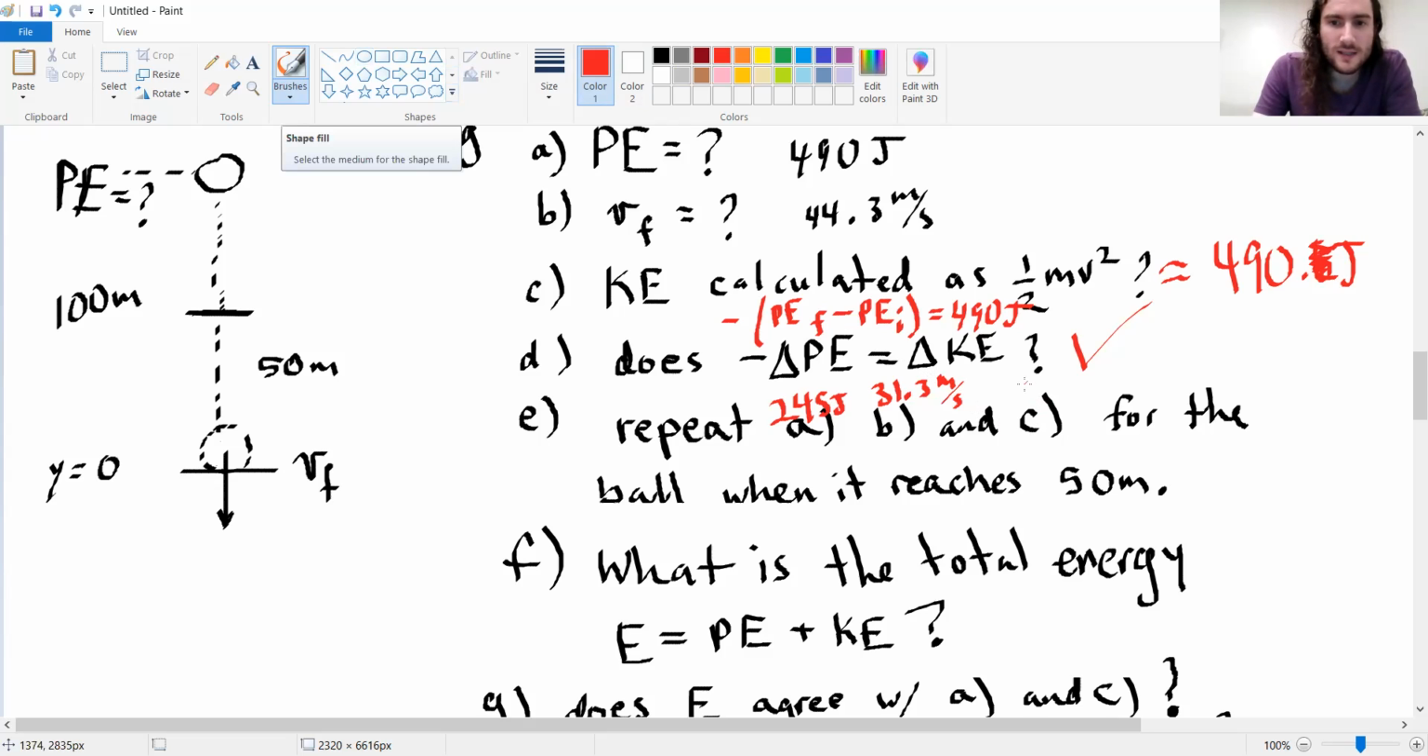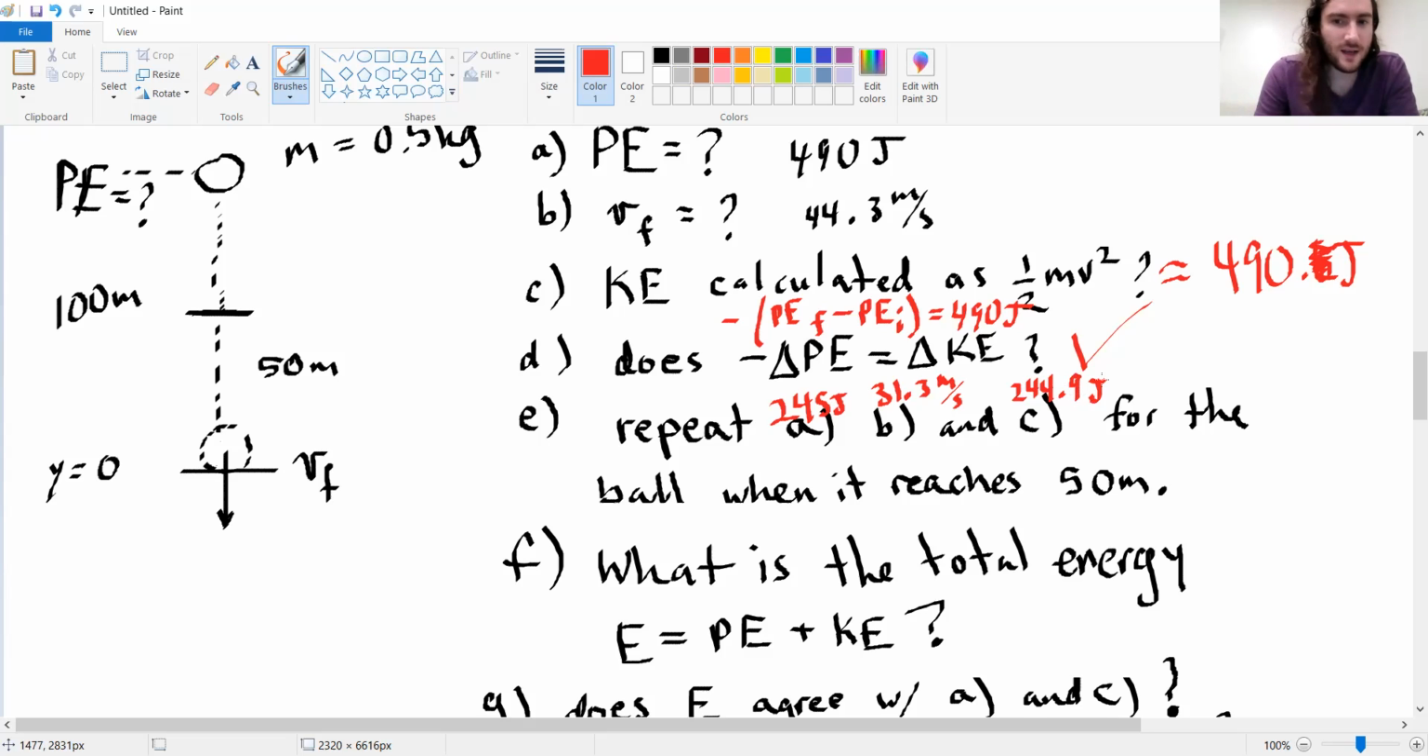245 joules, but what is the answer if we use exactly this 31.3 meters per second? It's going to be slightly different than the 245. Yeah, so let's put that 244.9 joules. So we know it should be exact if we use the exact velocity, but the idea is to use this number here to really see.